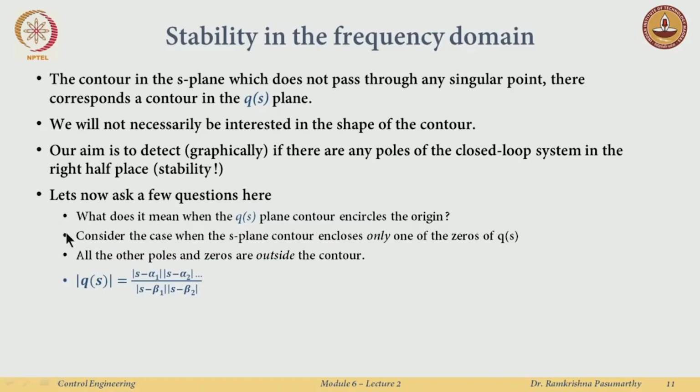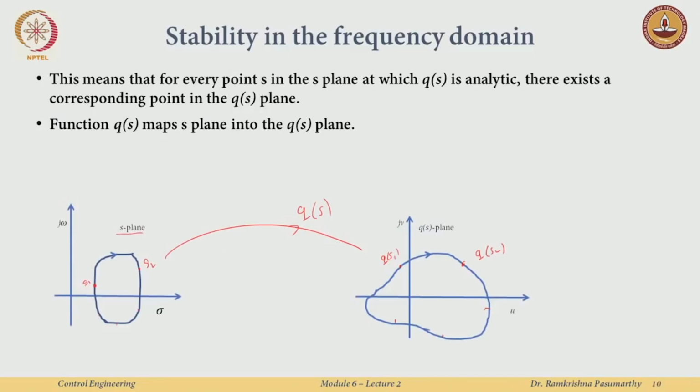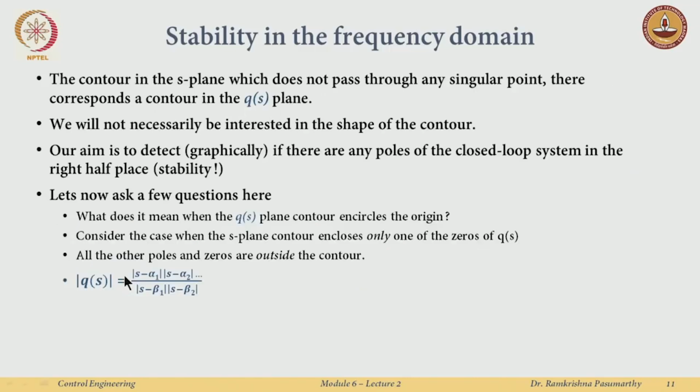Okay. Now, let us start by considering the case when the s plane contour encloses only one of the zeros of Q(s). So what does that mean? Q(s) has m zeros, and let's say that this contour encloses one zero. Let me draw a zero here and call it alpha 1. So all the other poles and zeros are outside the contour.